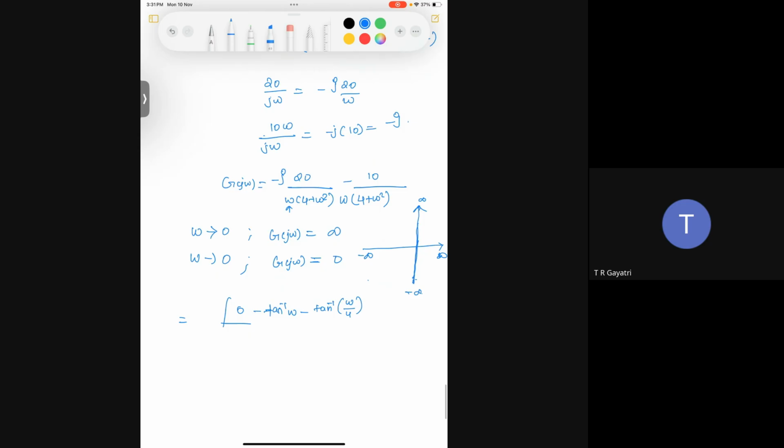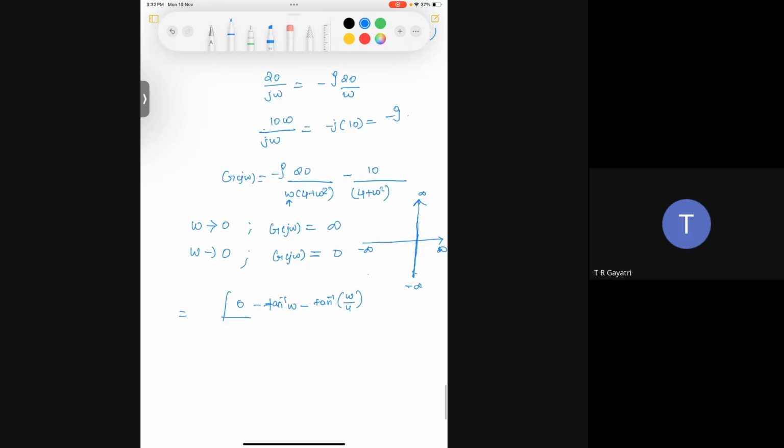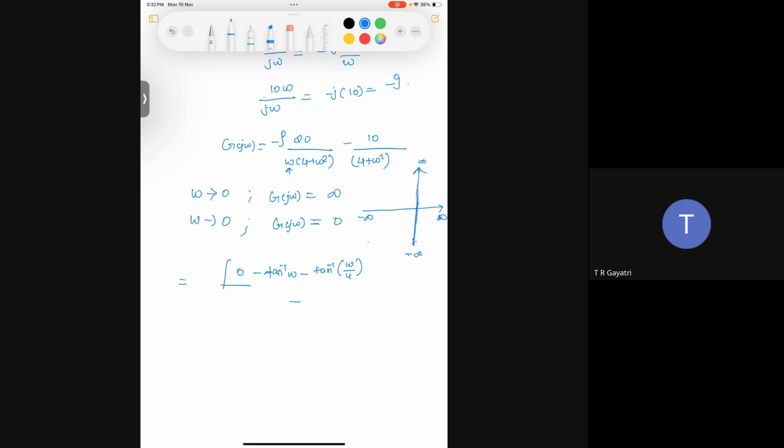Ma'am, that minus 10 divided by that omega is not there, I think. Omega will also go away, right? Yeah. So let me know if I make mistakes like this. So this will give me tan inverse of 0 minus tan inverse of omega by 4. So this and this will get cancelled. Only minus tan inverse of omega I have. Any mistakes I made here?